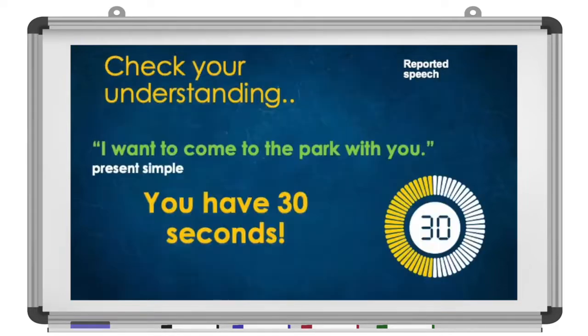Now, let's check your understanding. I want to come to the park with you. This sentence is in the present simple. You have to report this sentence. You have 30 seconds or maybe less. Use the tables you have. Check the sentence and report it. Don't forget the pronoun. Don't forget the tense, time reference, place reference, if there was.